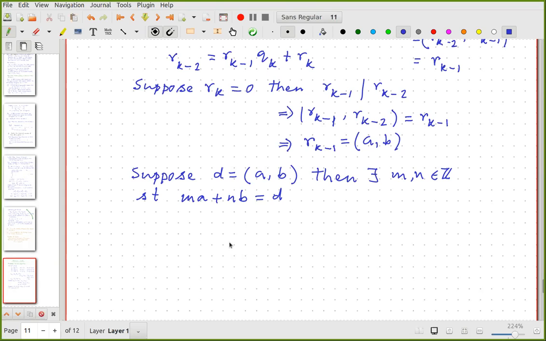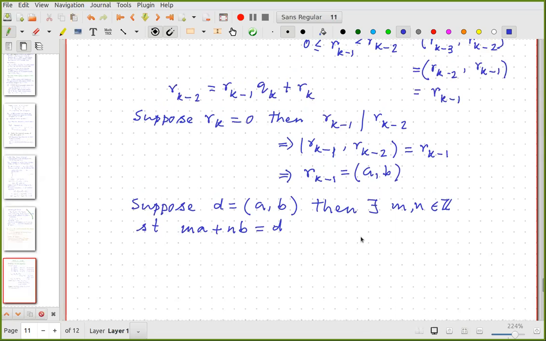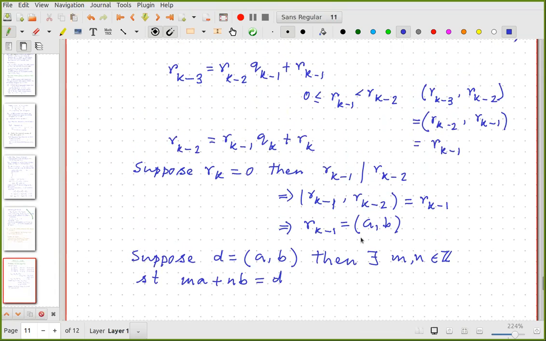So given A and B, we want to write out an algorithm like this. In fact, it is just going to give this, the same algorithm just interpreted in this way. We want to find M and N such that MA + NB is equal to the GCD of A and B. So let's start with the (k-1)th step. This is the k step, so we start with the (k-1)th step.